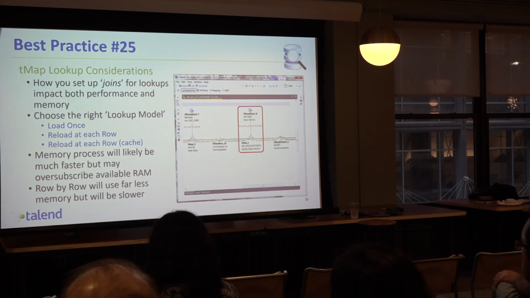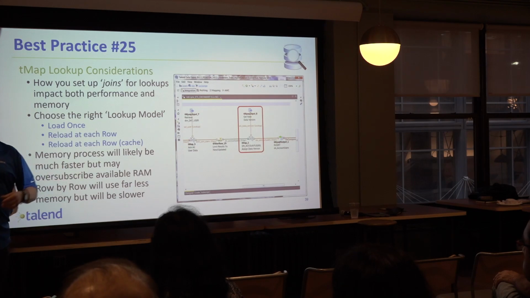So the reload at each row means that when you're processing your data coming in, you're going to do your lookup row by row. So it doesn't read it in first and load it into memory. No, as you're processing the data, it goes and looks it up, row by row. Okay, what's the trade-off? Performance. Yes, so the trade-off is memory versus performance. If you don't have enough memory, you sacrifice performance. But there are some other considerations.